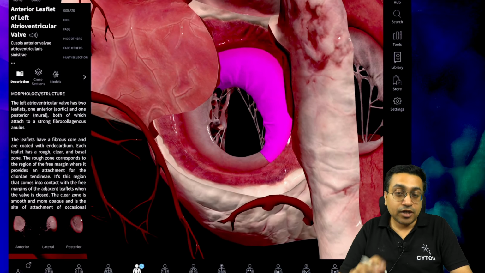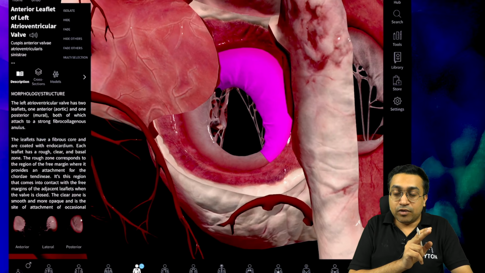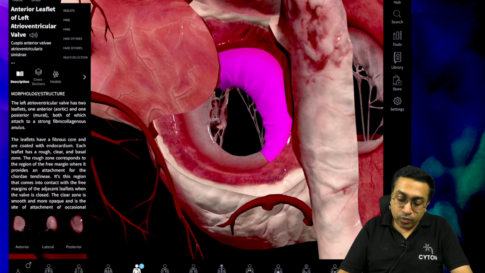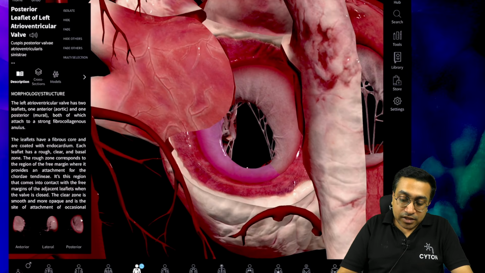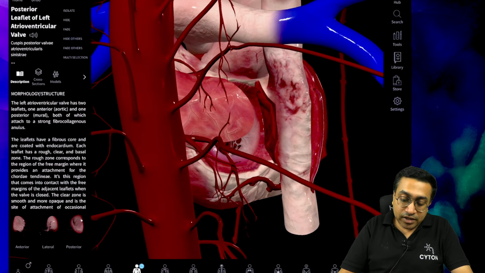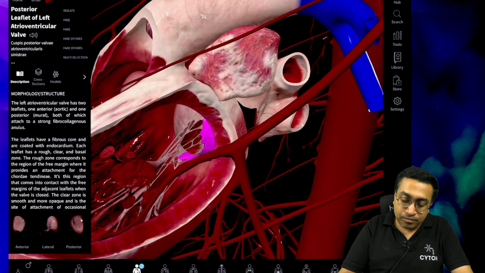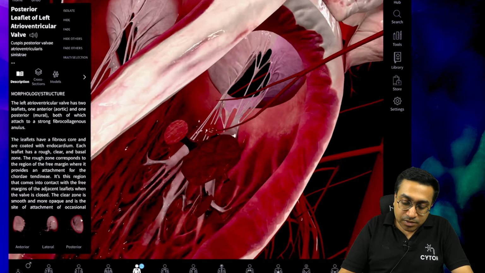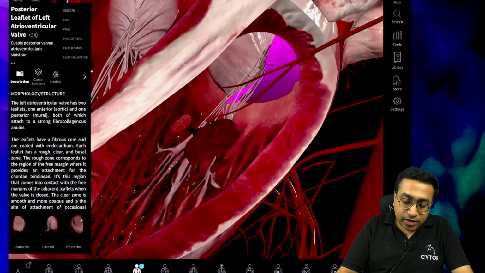Then we can see 2 cusps, that is a bicuspid valve on the left side. Okay, 1 cusp and 2 cusp. Then the blood will enter into the left ventricle. Okay, left ventricle. Similarly, there are 2 cusps.